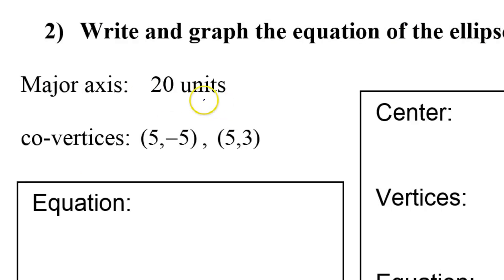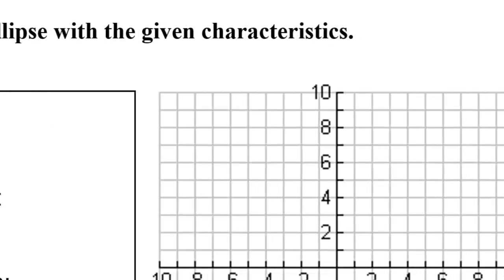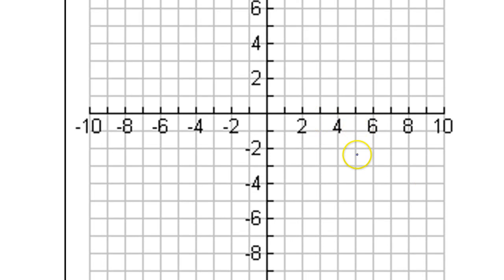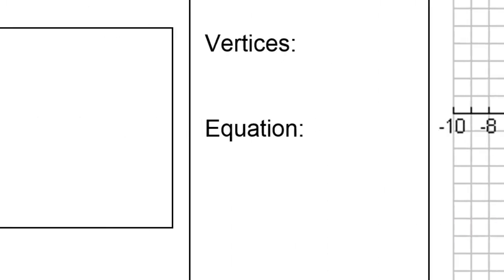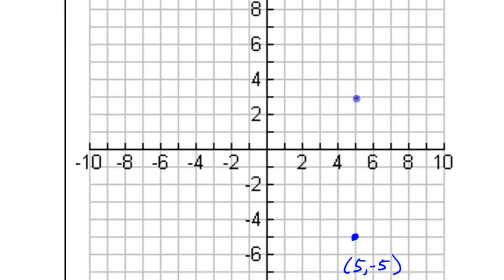All right, problem number 2 is a little bit different. We are given the co-vertices and the length of the major axis. That means the long way from vertex to vertex will be 20. So let's graph these, and that will make it easier. So the co-vertices are at 5, -5. So there will be a co-vertex right here. And there's another co-vertex at 5, 3. All right, these are my co-vertices.